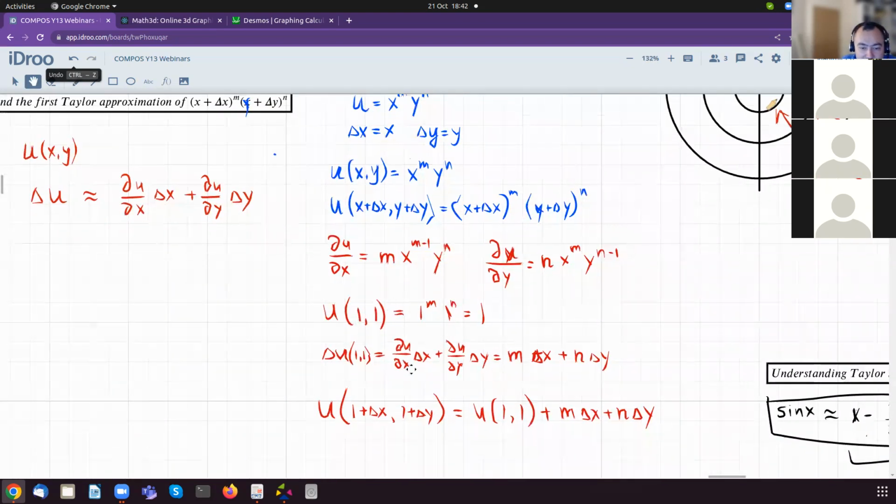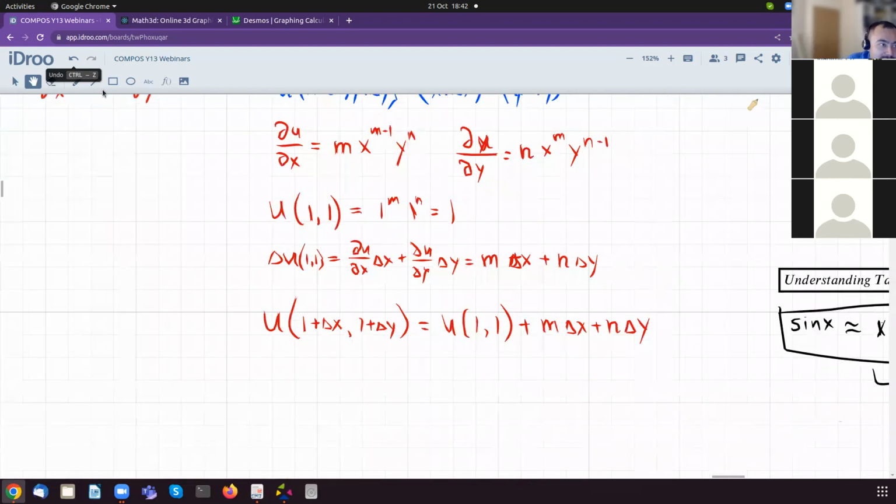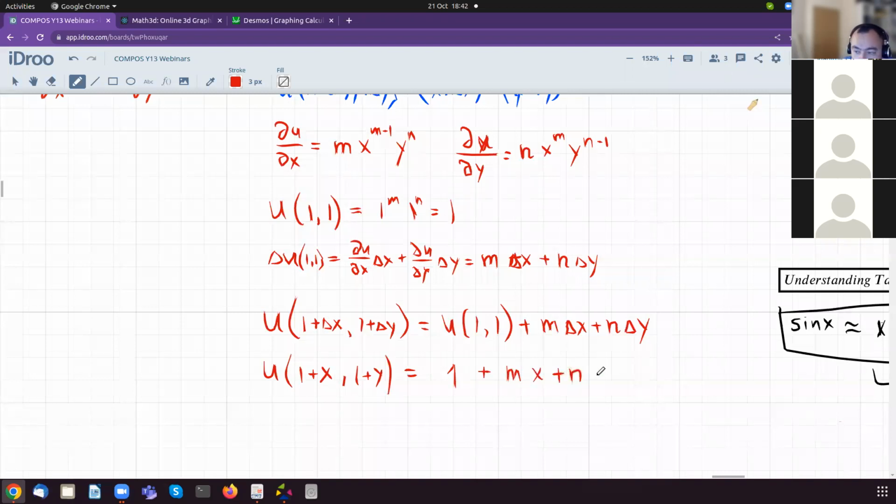Right. Now we have this, and we can rewrite this in terms of x and y. So u of 1 plus x, 1 plus y, we do a backwards substitution. So it's 1 plus mx plus ny.